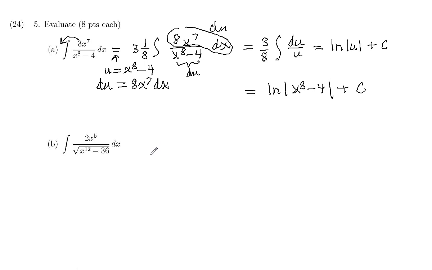In part B here, I look at this, I see that square root on the bottom, I see an expression in x that's a perfect square, and then I see that 36, which is a perfect square. So I'm looking at that: expression squared, square root, expression squared minus number squared.